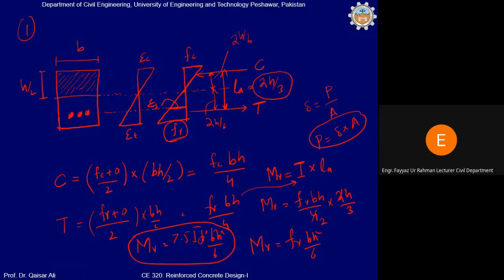Again, if we ignore the effect of reinforcement on the depth of the neutral axis, then we can calculate this strain. For example, this distance is h/2, and this strain at FR, it is equal to how much?